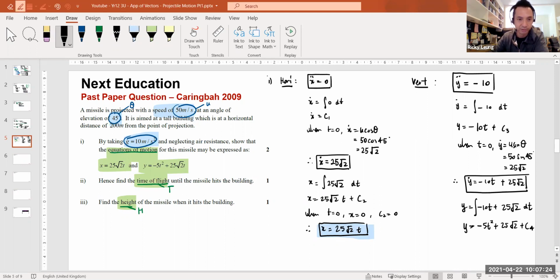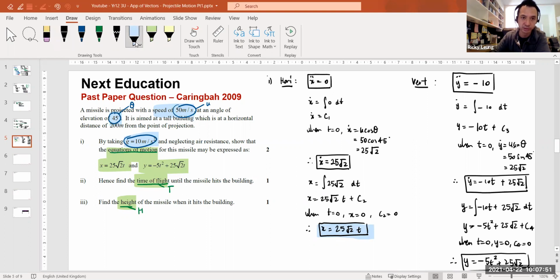Now, it doesn't really say that it starts at, or does it? Let me see. Here. A better phrased question would say that it starts on the ground, but let's assume that when t equals 0, y equals 0, in which case the whole constant disappears. Therefore, y equals minus 5t squared plus 25 root 2 t. Yeah, it's very long-winded. It's 2 marks, but there it is.